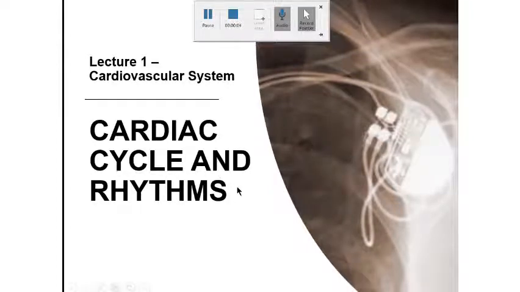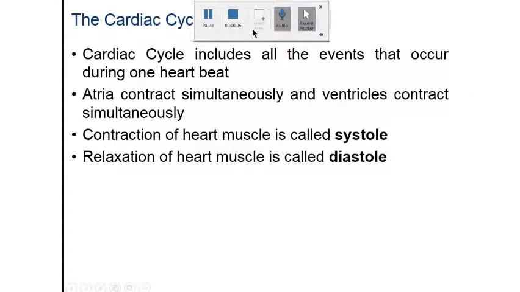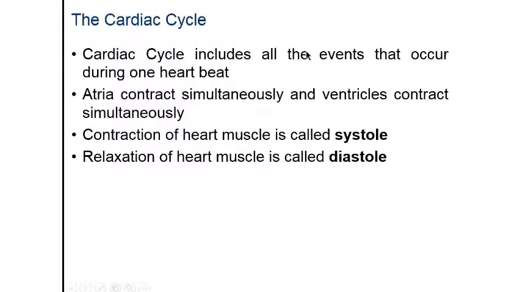So now, cardiac cycle and rhythms. The cardiac cycle is basically everything that happens during one heartbeat. Okay, so the atria contract at the same time, the left and right, and the blood's going to go into the ventricles. And after the ventricles are filled, then they would contract at the same time. So the top part of the heart contracts first, and then you would have the bottom of the heart contracting next.